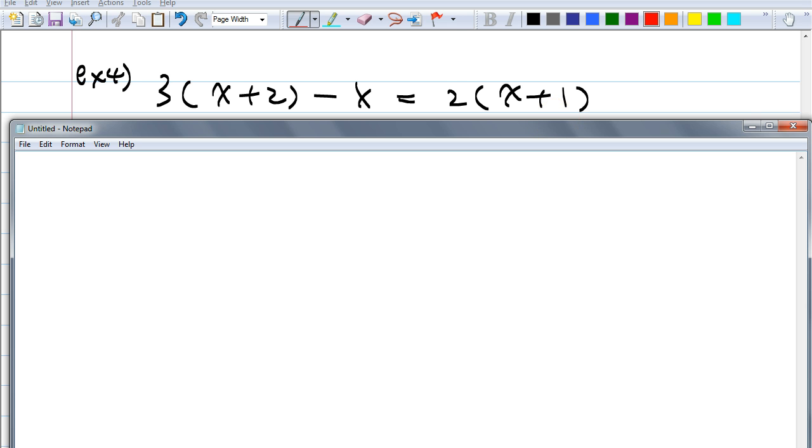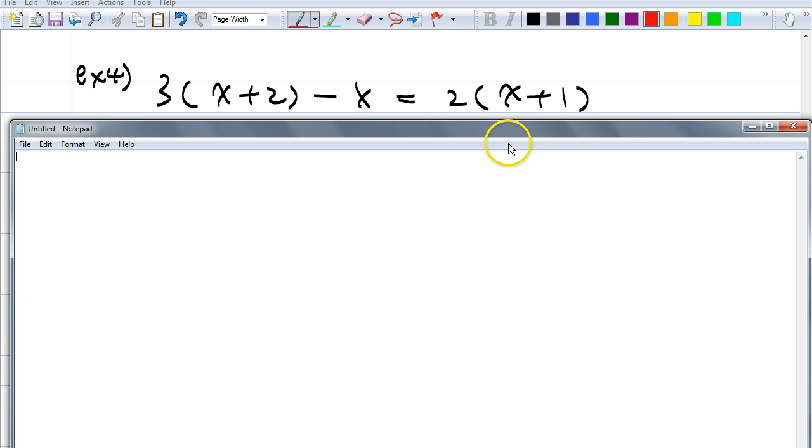Okay, who wants to tell me what to do next? I noticed some people are discussing how to do the problem. How about Lindsay? Tell me what to do next. First, I distribute. Good. You need to distribute that 3 and 2, because right now, all the variables, the x's, are inside the parentheses, correct?